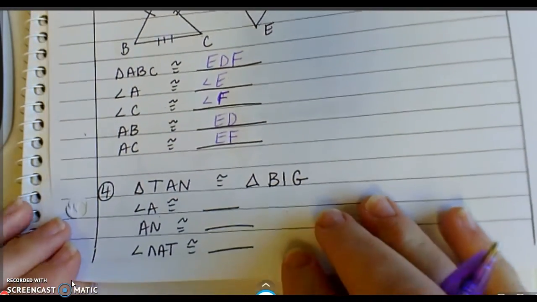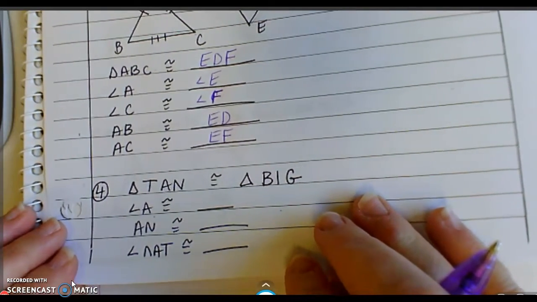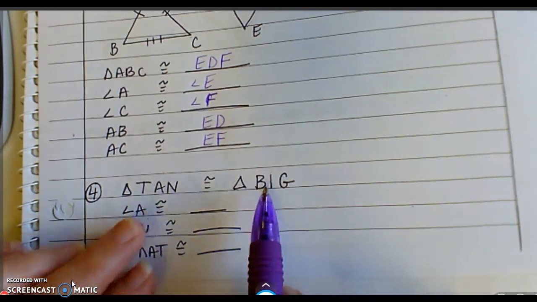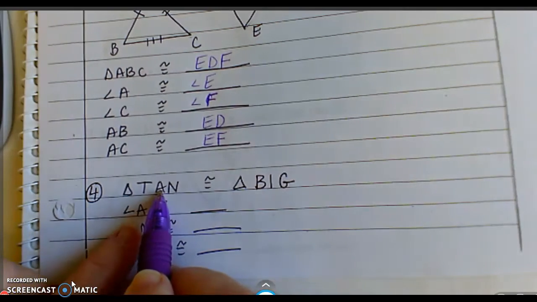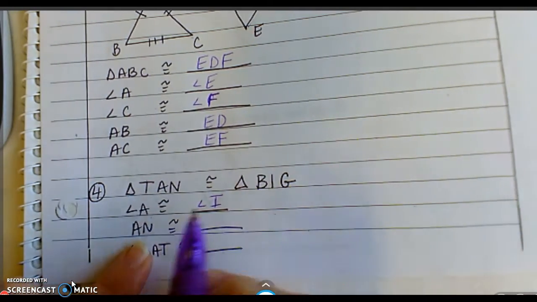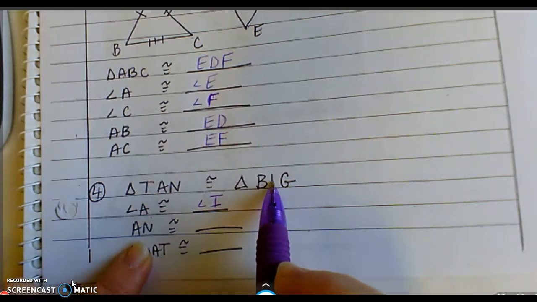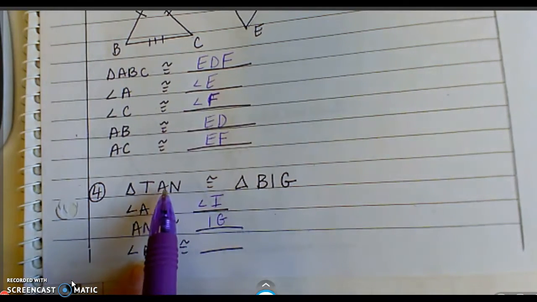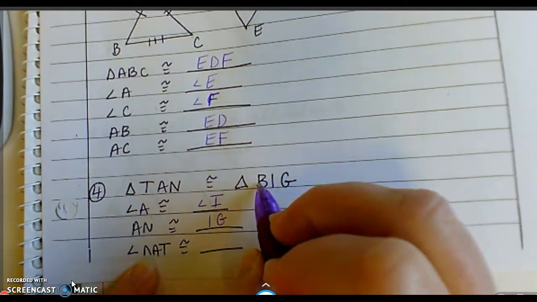Okay, last one in this section. Notice that on this one we don't even have a picture, but we know that triangle ANT is congruent to triangle IGB. Again, we just look at it. A is in the middle, I is in the middle, so I must be the one it's congruent to. AN must be IG. And then NAT, just a different way to write the angle, so it's backwards, would be GIB.